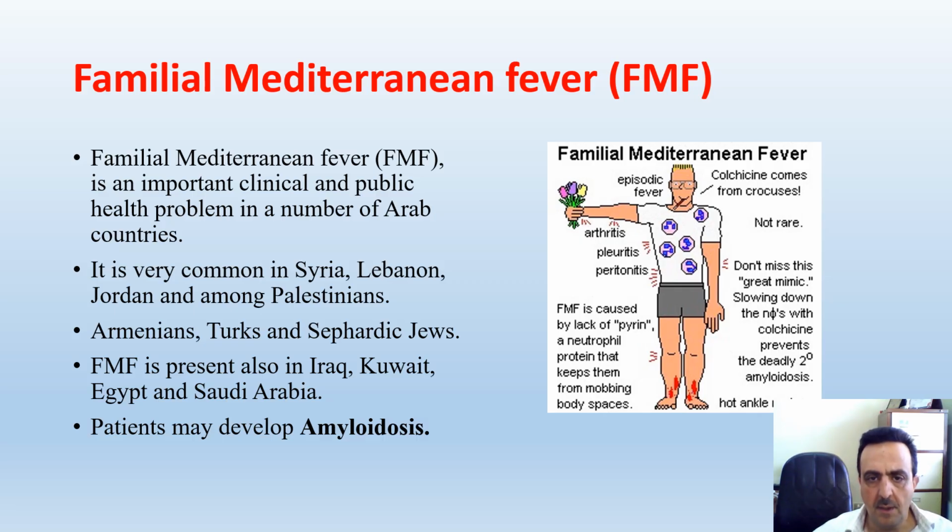And the patients actually suffer from episodes of fever, abdominal pain, chest pain, arthritis, and they might develop amyloidosis, which ends up with kidney failure. The good thing about familial Mediterranean fever is that it can be treated with colchicine. It's really one of the rare genetic diseases that has a cure.